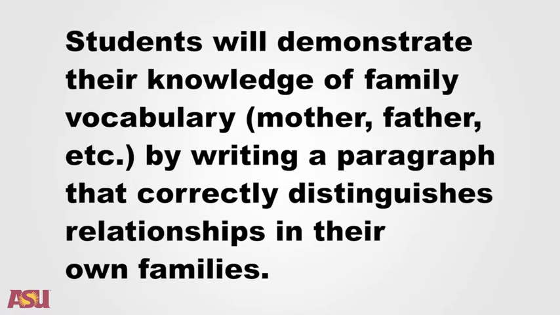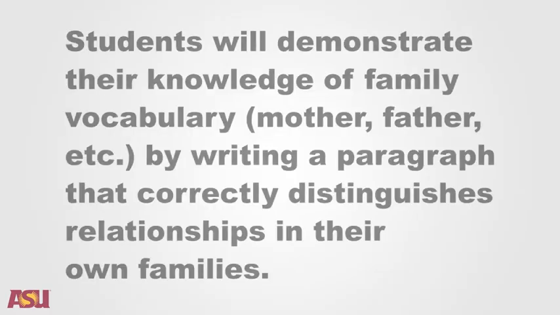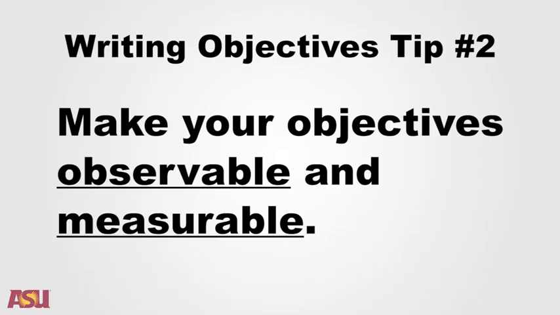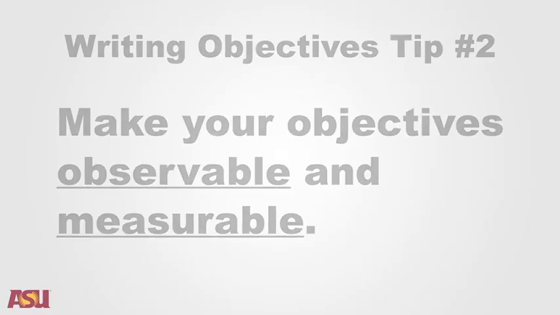Students will demonstrate their knowledge of family vocabulary, mother, father, etc., by writing a paragraph that correctly distinguishes relationships in their own families. Notice that the second objective is simply more specific, clearer, and is something a teacher could observe and assess. Thus, my second tip for writing objectives is this. Make your objectives observable and measurable.